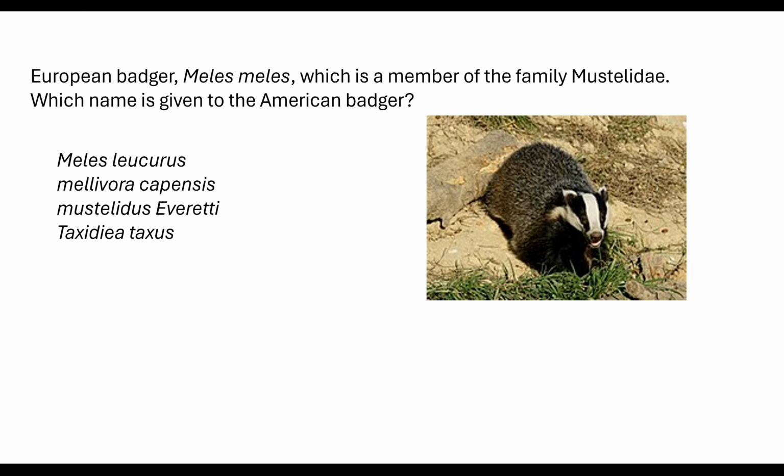And so we can see at the top, the European badger is Meles. So therefore we would expect the generic name to be Meles and the specific name to be, for the American badger, something different. So that shows us that the first one is the name of the American badger. So we are being asked to apply our knowledge to a random situation.